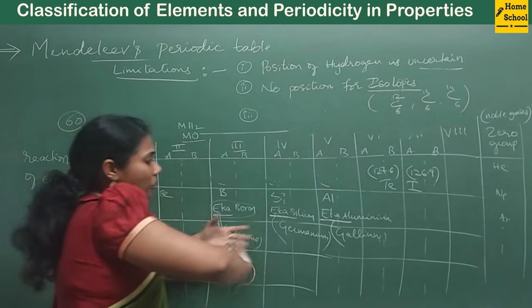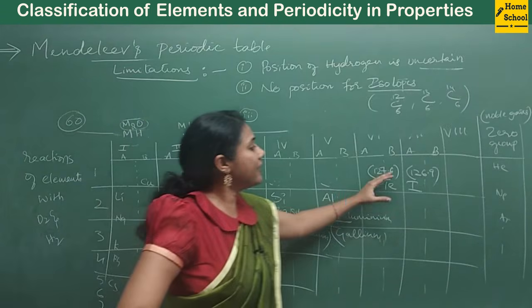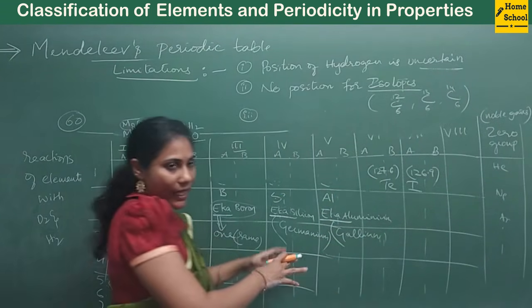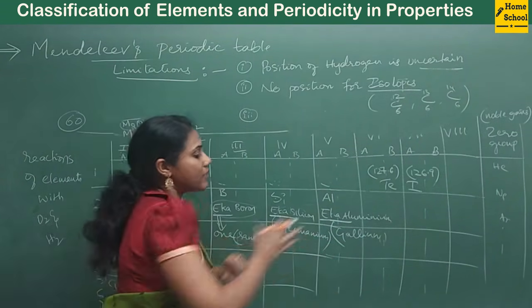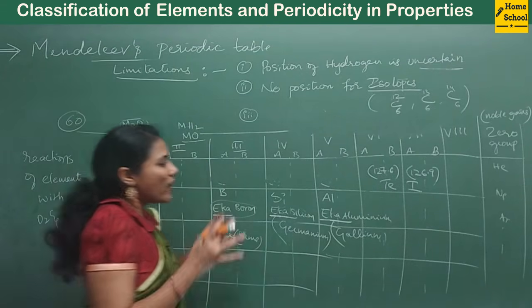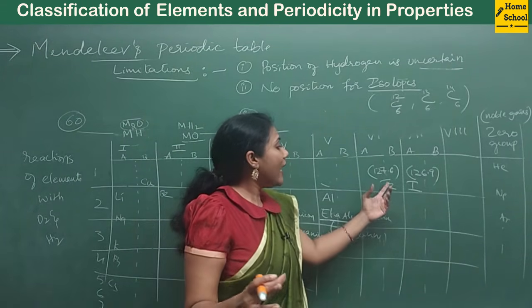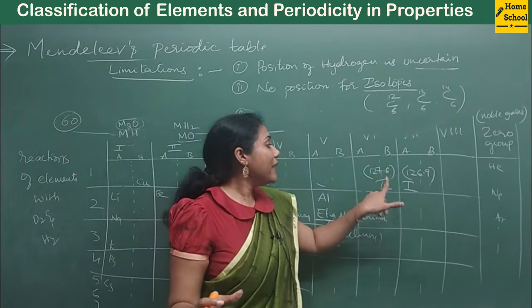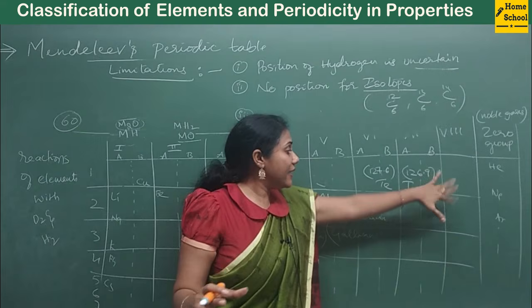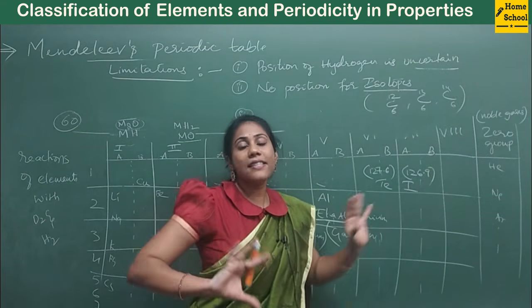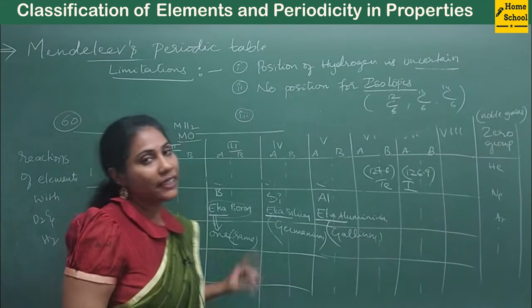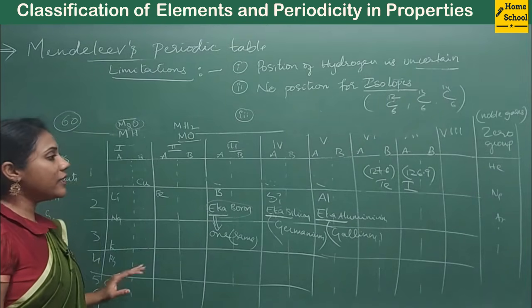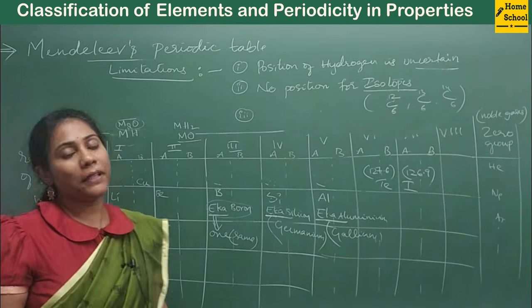Most of the cases you will find this kind of pairs in the periodic table. One such example I have mentioned here. Actually, tellurium must come later because it has a higher atomic mass, but tellurium is placed first, later iodine, right? So this kind of situation you will find in this periodic table. So this is all about Mendeleev's periodic table.